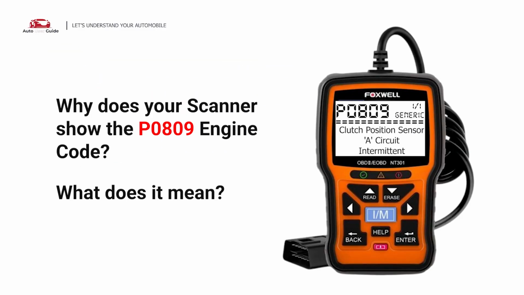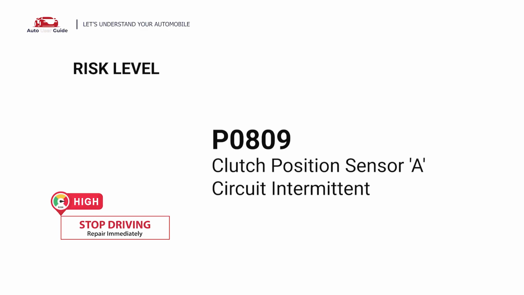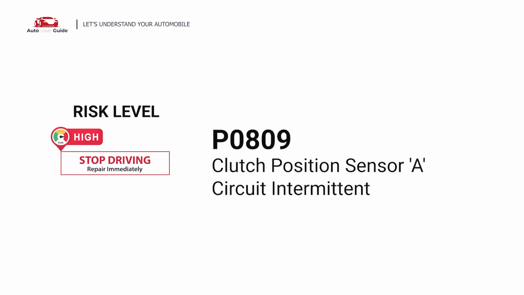Why does your scanner show the P0809 engine code? What does it mean? P0809 is a diagnostic trouble code for clutch position sensor A circuit intermittent.